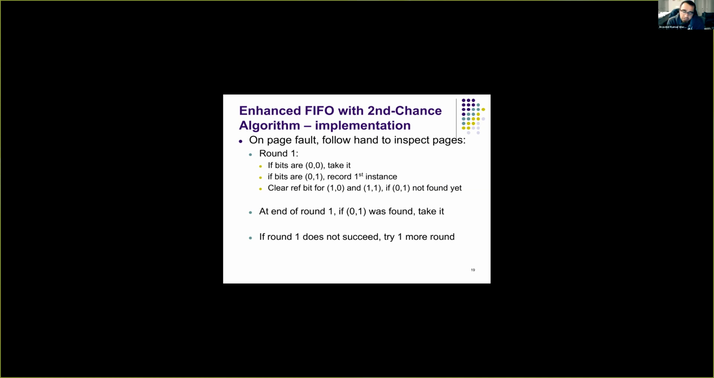After round 1, let's say we did not find any page that has 0 1. Then we just try one more round. In the next round, it's very likely that we will find a page that has 0 1, because we are clearing the reference bit for all the pages that have 1 0, right? So in the second round, most likely we'll find a page which has 0 1 or 0 0. So this is the gist of enhanced FIFO algorithm.